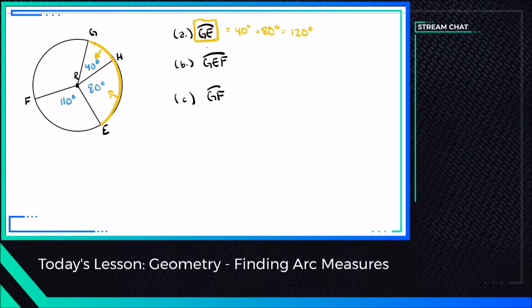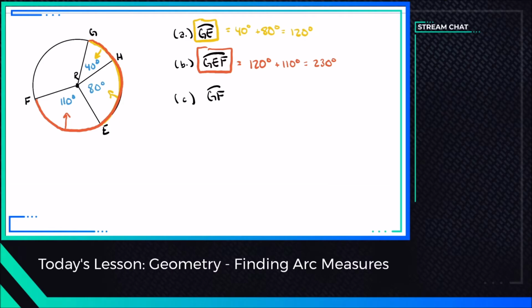Next, let's do GEF. So we're going to go from G all the way out to E, all the way out to F. And so we're just going to take our 40 plus our 80, which we already know to be 120 degrees, and then also add in 110 degrees. And that, of course, is going to give us 230 degrees.